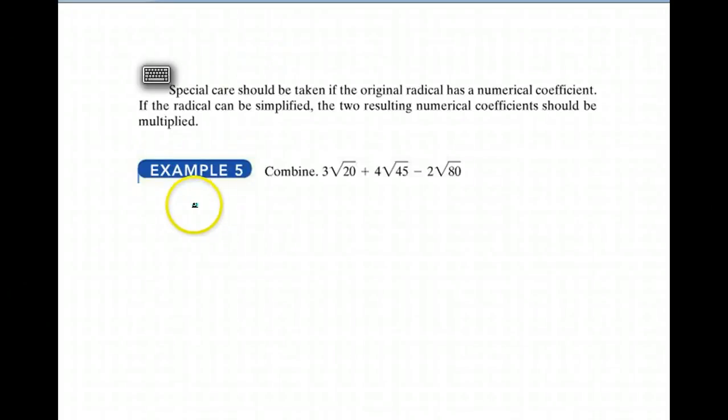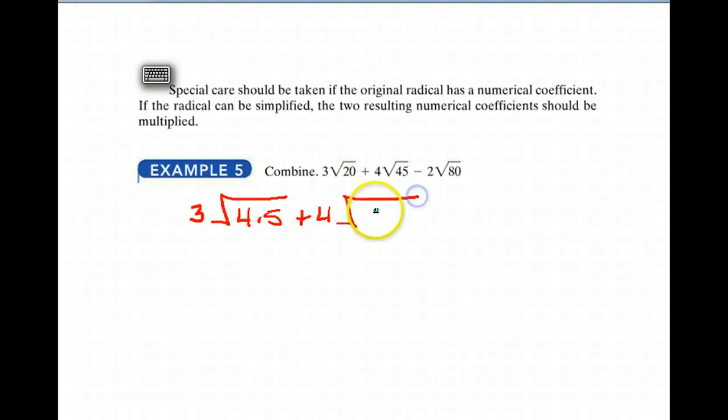Okay, for the first radical, we know that 20 can be simplified because we can break that into 4 times 5. Then we have 4 times 45, which we can break into 9 times 5. And then we have minus 2 times 80, which we can break into 9 times 10. Okay.